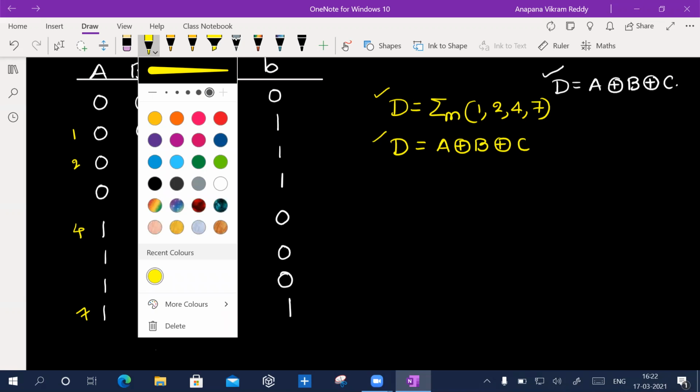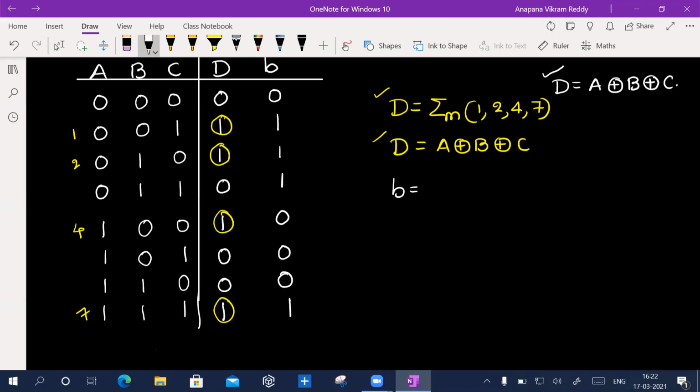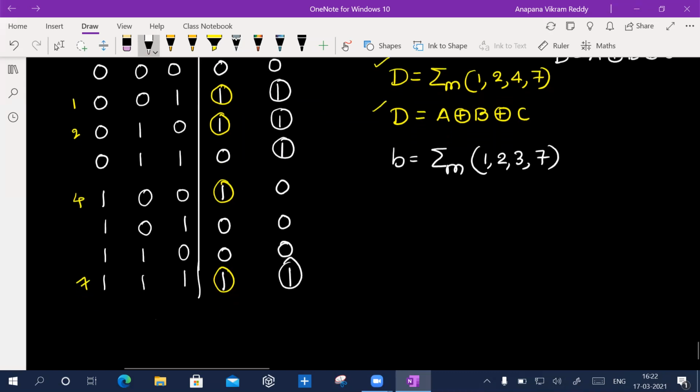So which color can I take? So now borrow B is equal to what? So sum of minterms, this is what I have. So 1, 2, 3, 7. Agree? And if you solve this, you must get A complement and B, or B and C, or A complement and C.